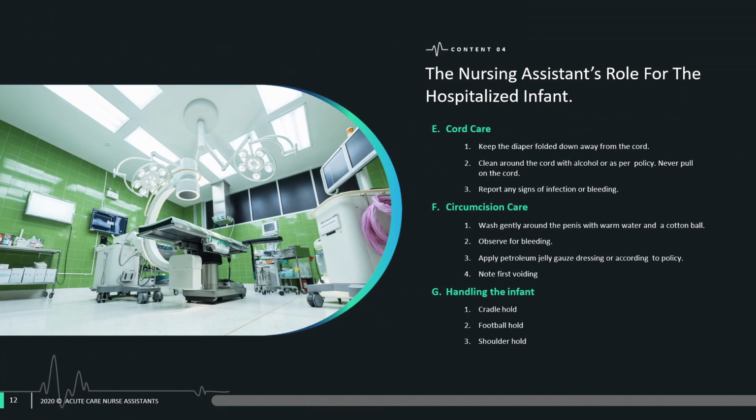Cord care. Keep the diaper folded down away from the cord. Clean around the cord with alcohol or as per policy. Never pull on the cord. Report any signs of infection or bleeding.